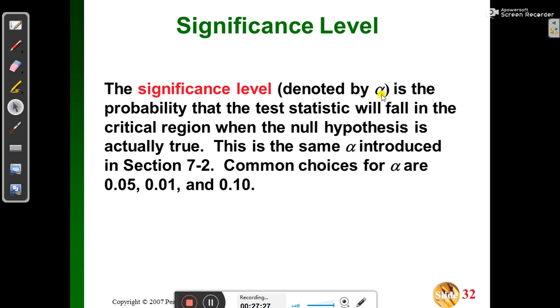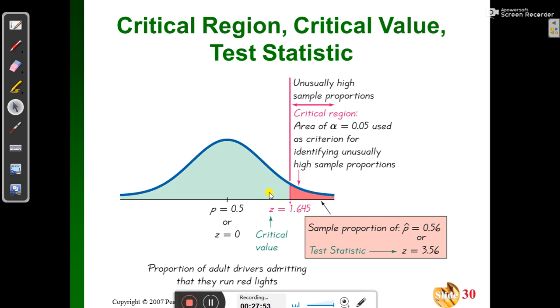The significance level alpha is the probability that the test statistic will fall in the critical region when the null hypothesis is actually true. Significance level, denoted by alpha, is the probability that the test statistic will fall in the critical region when the null hypothesis is actually true. This is the same alpha introduced in section 7.2. Common choices for alpha are 0.5, 0.05, 0.01 or 0.10.